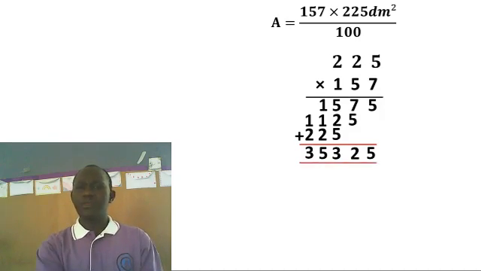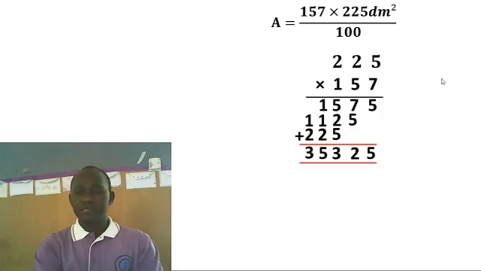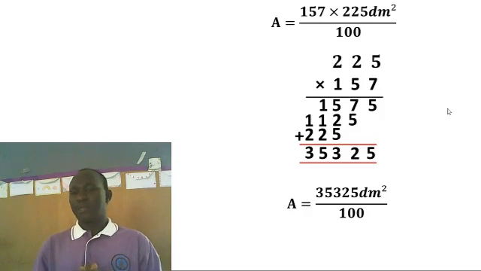So the product of 157 and 225 is 13,325. So that takes us to, sorry, it is not 13, it is 35,325. Now that takes us to 35,325 square decimeters out of 100.